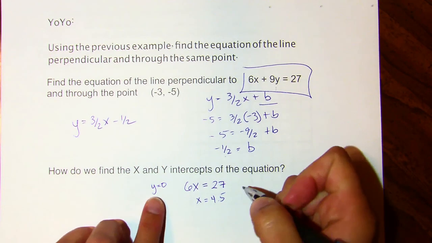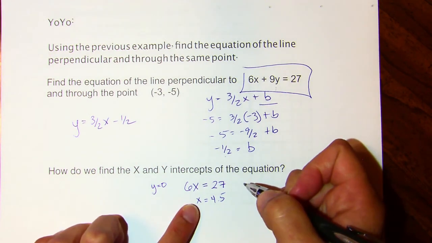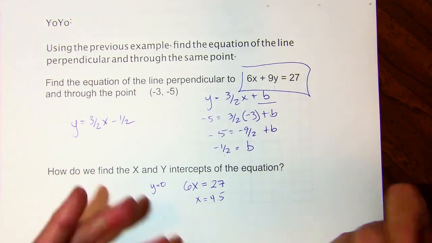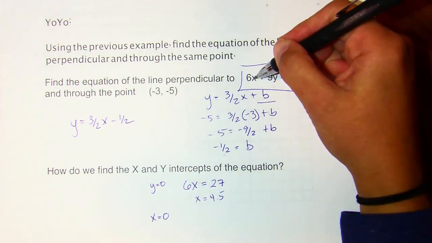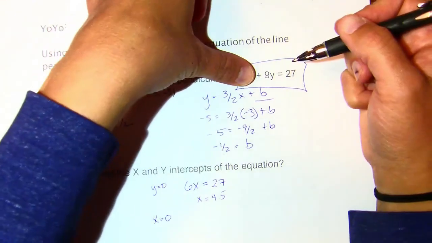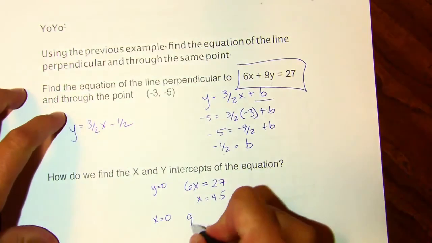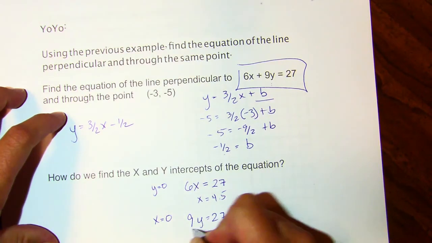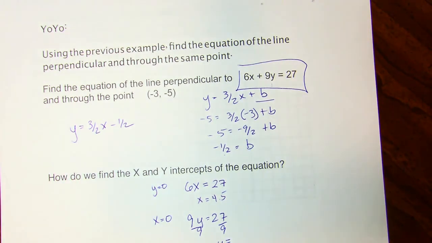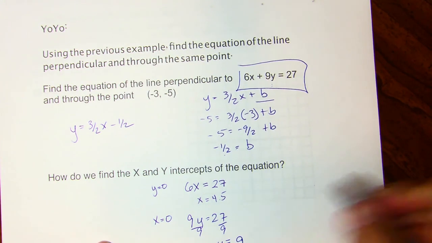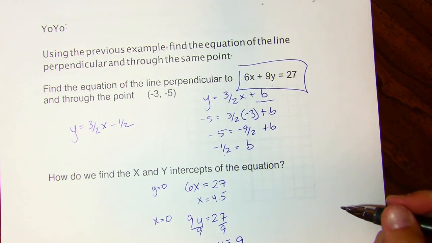So when y is 0, x is 4.5. It's not terrible. You can do it the same way, but the other way. So when you plug in x equals 0 into the standard form equation, that piece goes away. And solve for the y. 9y equals 27, and when you divide each by 9, y equals, my brain is not working quite too well, 9. So, wait, that's not right.